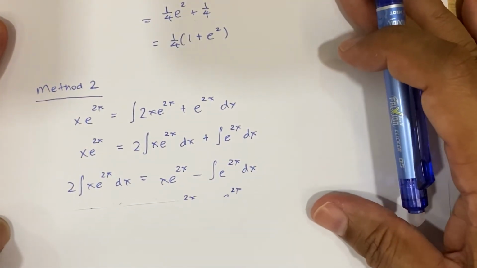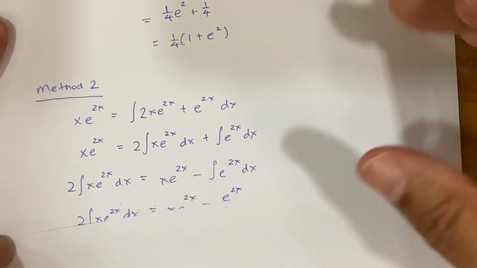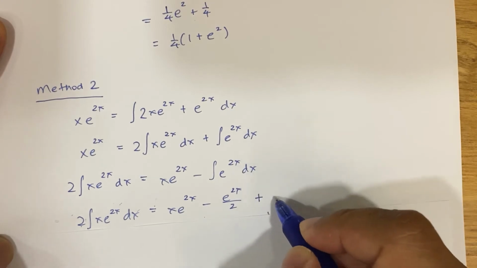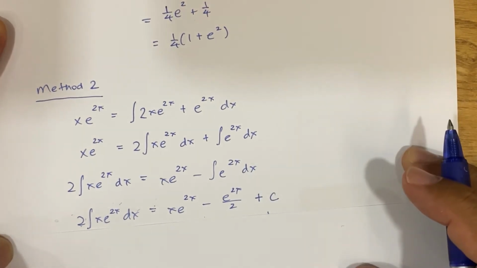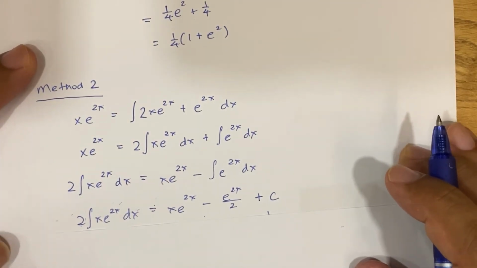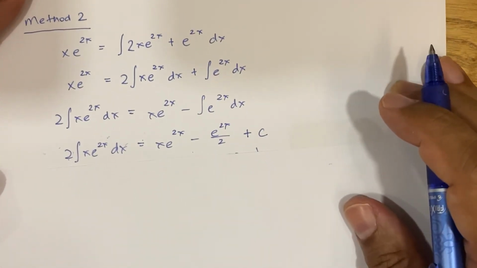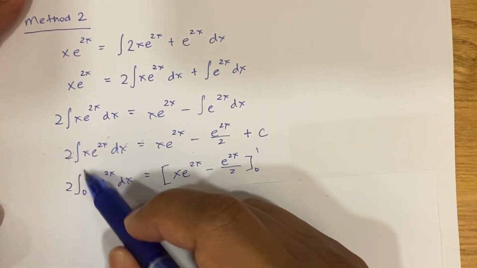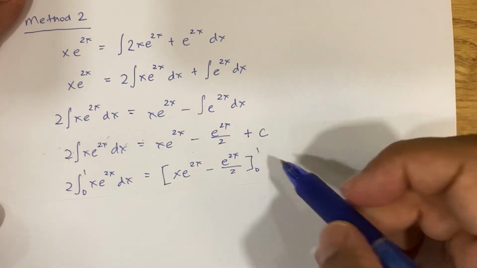But what differs is that I'm going to just integrate this, and this must be a plus c here. And I do not want to divide by 2 throughout. I'm going to do that right at the last step. This is where I put the limits 0 to 1. I evaluate this.